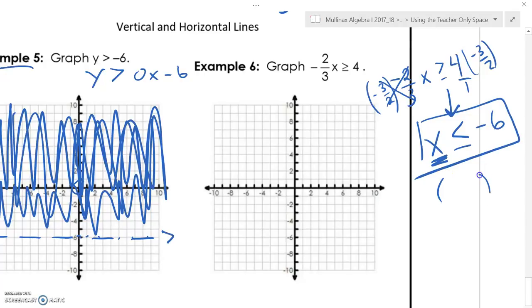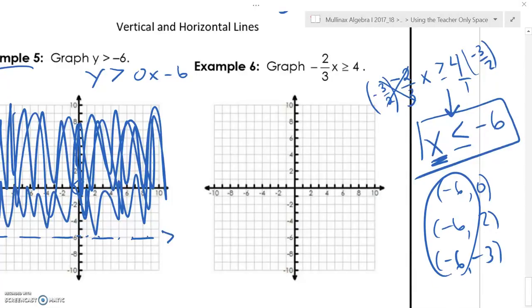You can also list a bunch of points that have an x value of negative 6: (-6, 0), (-6, 2), (-6, -3). As long as x equals negative 6, it will fall on the line x equals negative 6. These will be points that fall on a vertical line. That's the only way it can cross the x-axis only. The slope is undefined. When we graph this line, because it's less than or equal to, we're going to use a solid line to graph the line x equals negative 6.